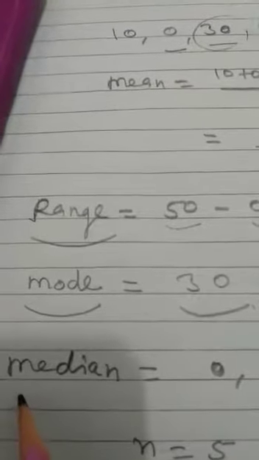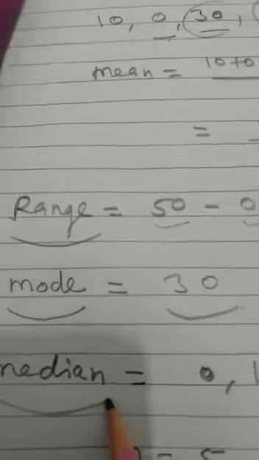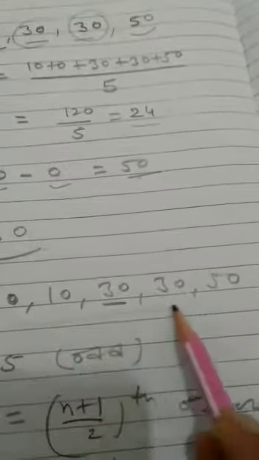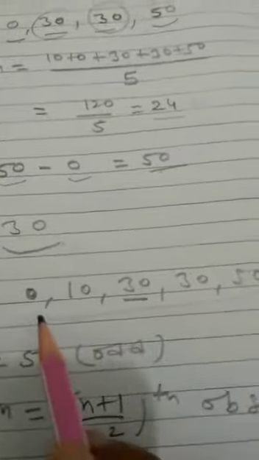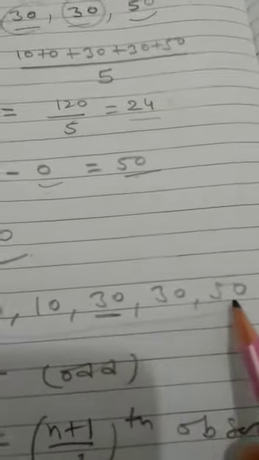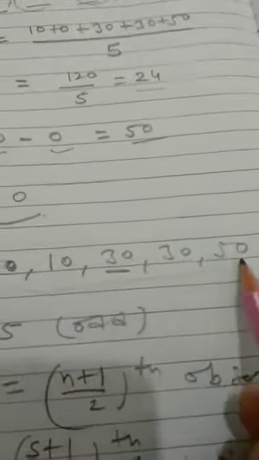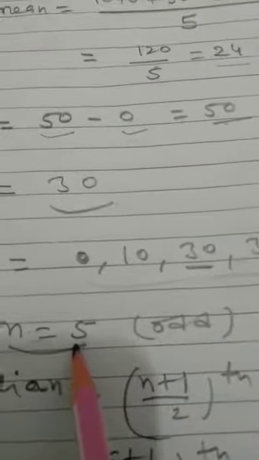The next central tendency method is median. For the median, we first arrange the data in ascending order: 0, 10, 30, 30, 50. We take the first example in all experiments. Here the number of observations is 5: 1, 2, 3, 4, 5. So write n equals 5, meaning the number of observations.